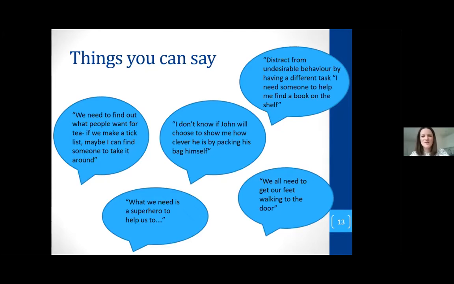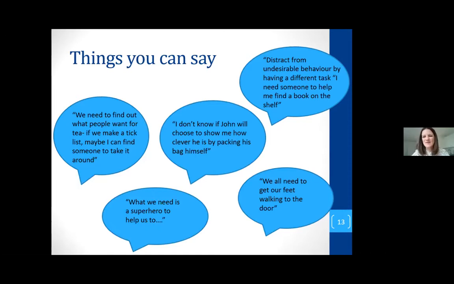Another one, I don't know if John will choose to show me how clever he is at packing his bag himself. So instead of saying, can you pack your bag for school, please? And then I've written something here that's probably not in a speech bubble.